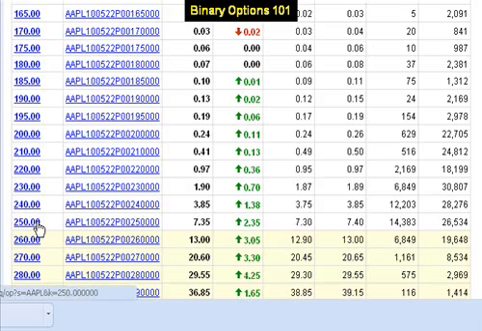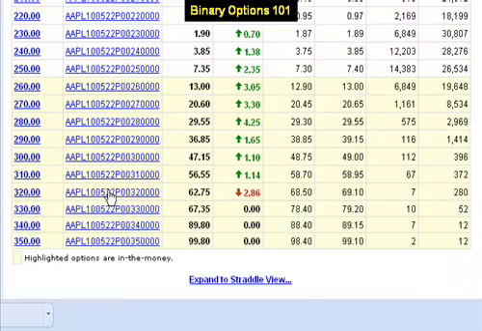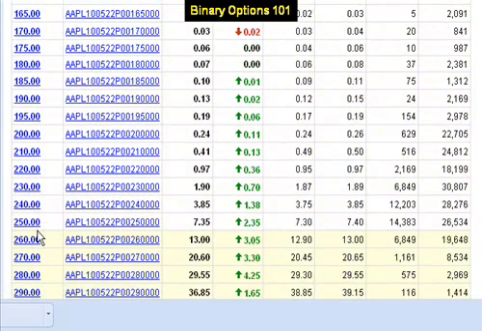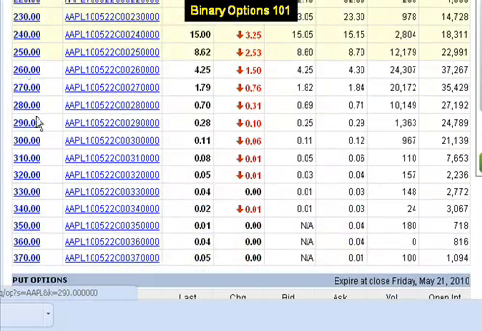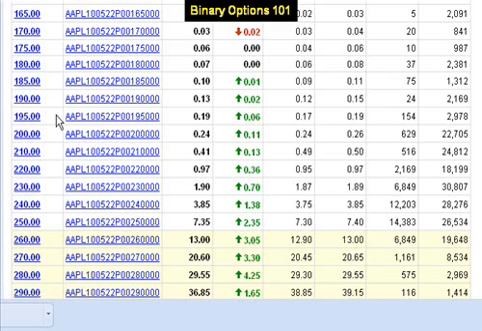So remember, our price was at 251. Let's see where we're at now. Yep, 251.19. So now we are not underneath 250. Look, the 250 is white here, the 250 is yellow here. We're in the money on the calls. We're out of the money on the puts because we're at 251. We're above 250. We did not achieve 250 to the downside.